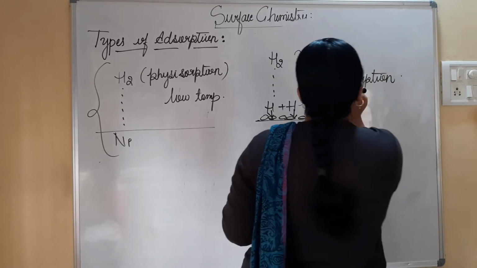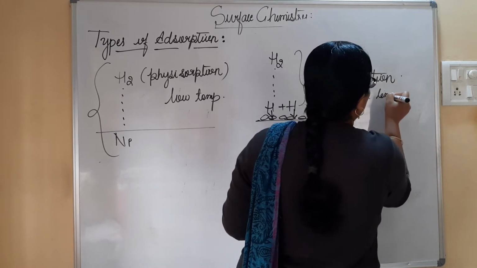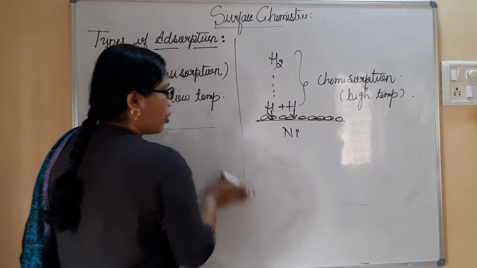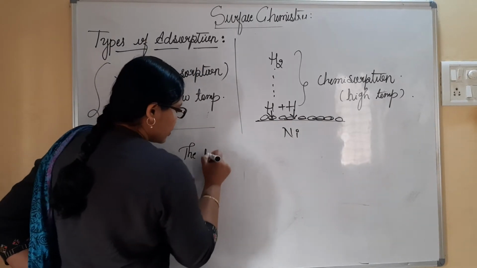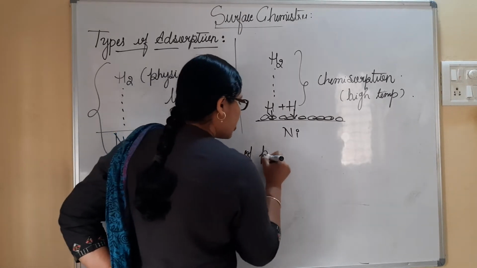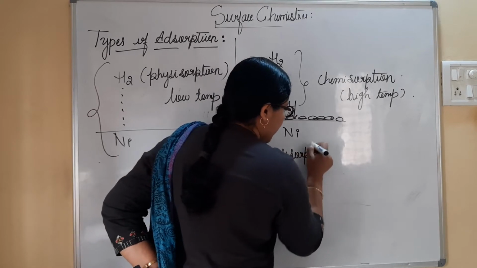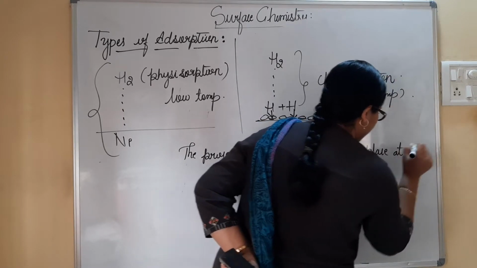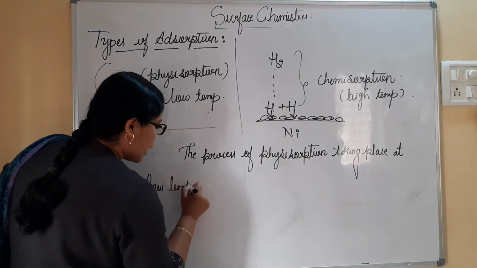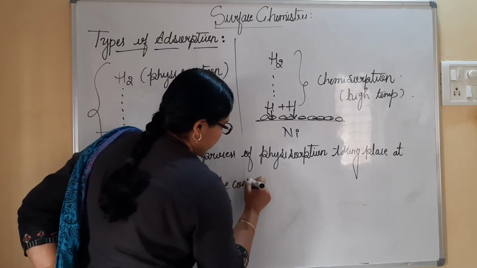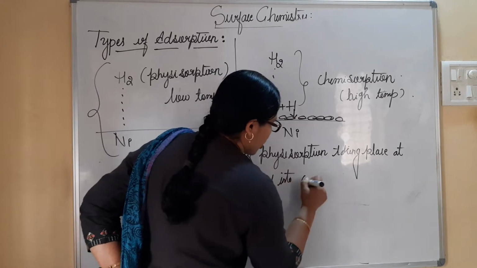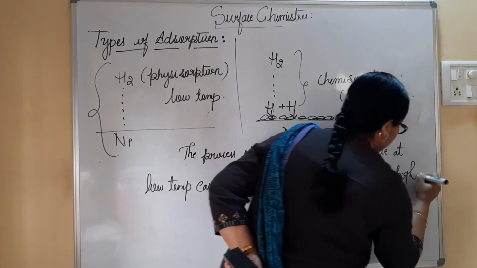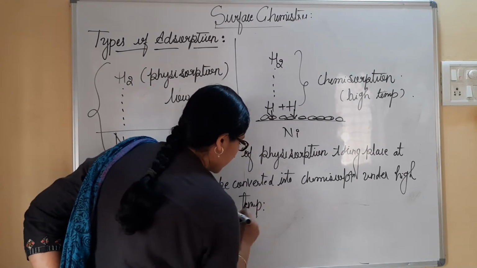Chemisorption takes place with high temperature, comparatively higher than that of physical adsorption. So I could write here, along with these examples, that the process of physisorption taking place at low temperature can be converted into chemisorption under high temperature. So this is the important conversion we need to remember.